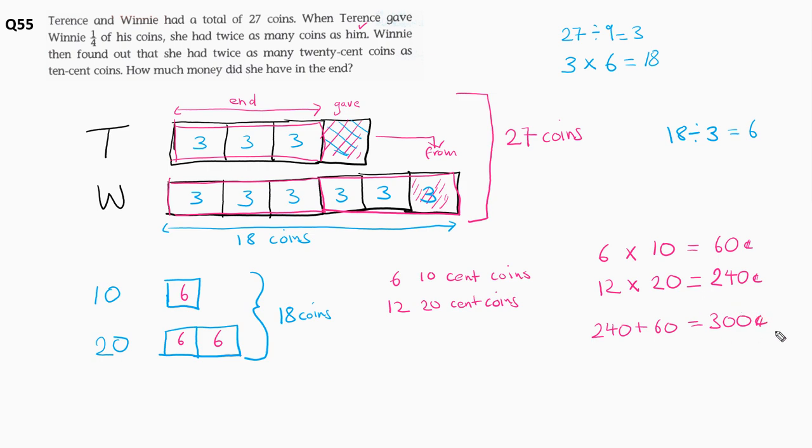But you wouldn't give an answer as 300p, would you? What you would do is divide that by 100, because there's 100p in a pound and there's 100 cents in a dollar, and your final answer would be $3. Okay, and that's how much money Winnie had in the end.